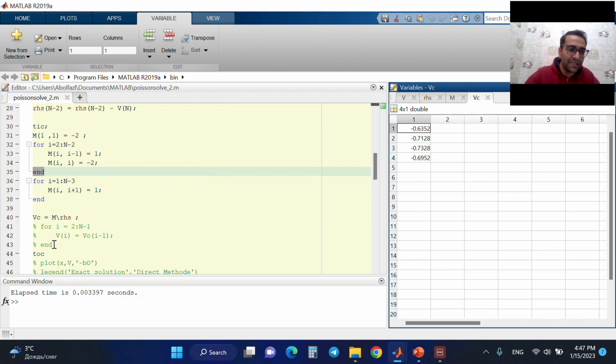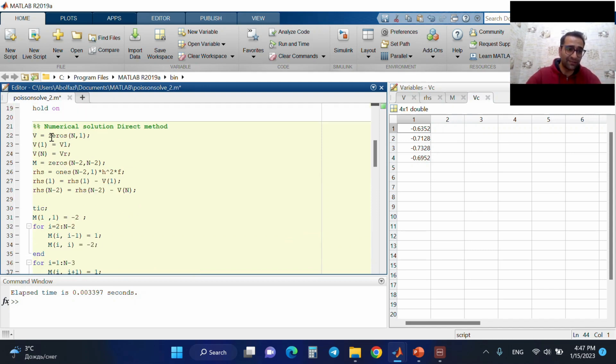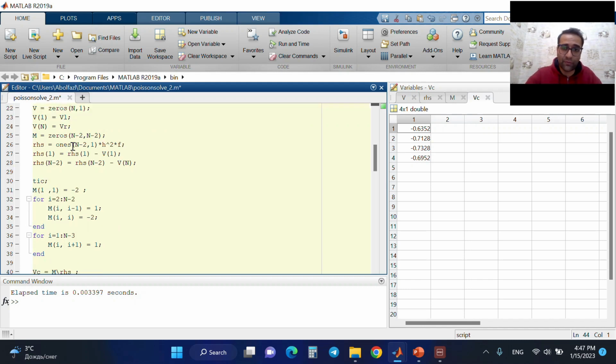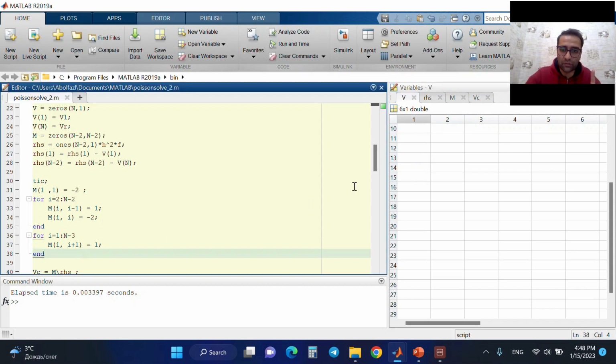What I need now is to give this VC to the previous V that I defined here with 0, where I gave the left boundary condition and the right boundary condition to the first and the last cell, right? Therefore, if you check VC and V, all we need is just assigning this VC element exactly to here.